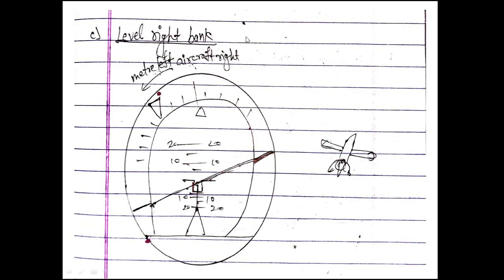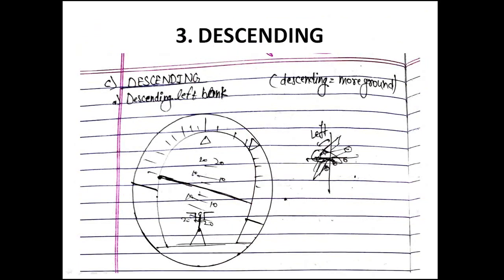Level right banking, meter turns left, aircraft turns right, equal portion of sky and ground visible. Now the third, descending. Descending means more ground is visible to you now. Now see, more ground is visible to you as compared to the sky. And left banking, meter turns right, your aircraft turns left.